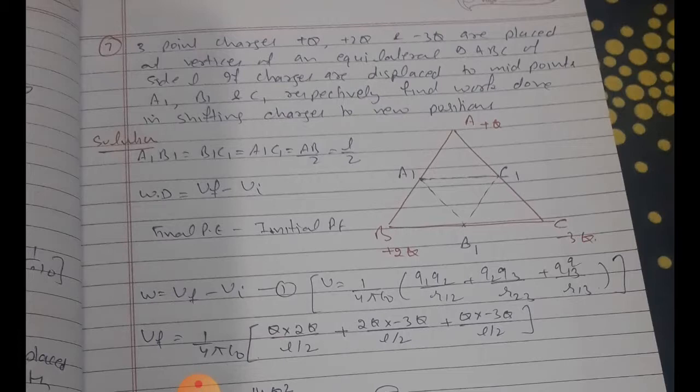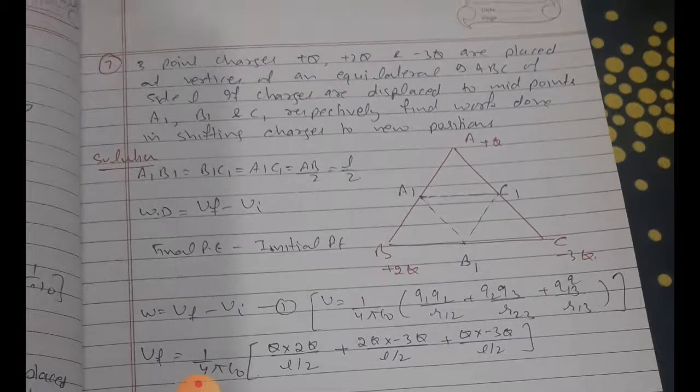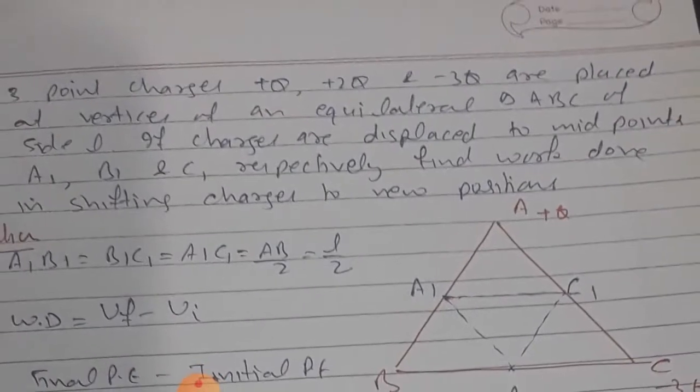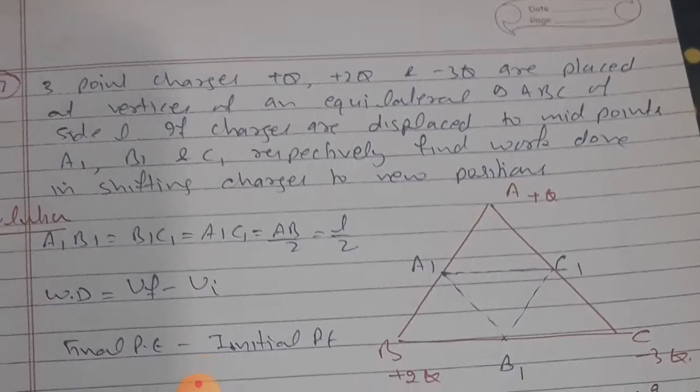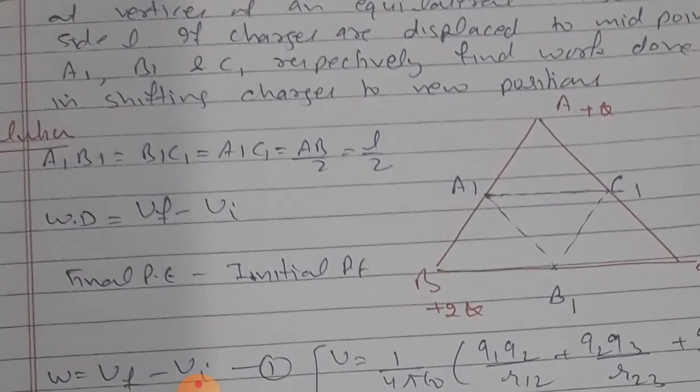One more example. Suppose we have 3 point charges plus Q, plus 2q, minus 3q. These are placed at the vertices of an equilateral triangle ABC, each of side L. If the charges are displaced to the midpoints A1, B1 and C1 respectively, calculate the work done in shifting the charges to new positions. So in all such numericals, where the first position of the charges is given and after that a different position is given and we have to evaluate work done, we will apply the formula: work done is equal to final potential energy minus initial potential energy.